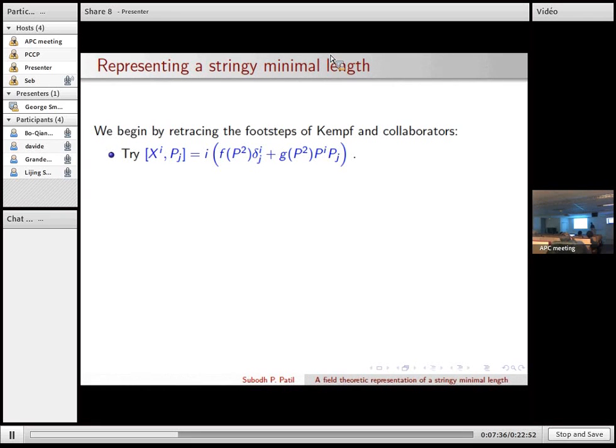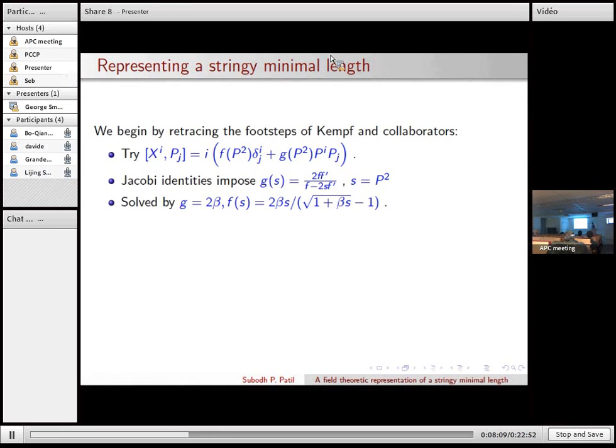So I'd just like to begin by reviewing the work that's been done before by various authors, most notably by Kempf, on how one would try to write down field theories that respect this deformed uncertainty relation. So let's try something like this. Okay, just make that an ansatz. The Jacobi identities immediately imply the following consistency relations between G and F, these arbitrary functions.